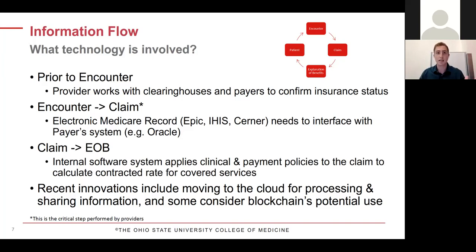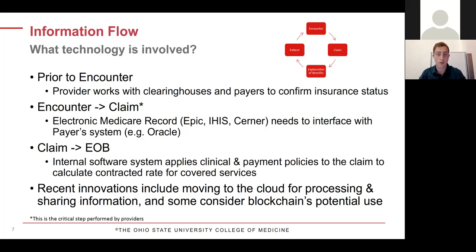And then lastly, once that claim gets paid out, we have the EOB, or the explanation of benefits. That's internal to the payer. They've got software that calculates what can be paid out and what ultimately might need to be paid by the patient, any remainder, or just calculates how much of their deductible has been hit. It will also apply clinical and payment policies to the claim in order to calculate what the contracted rate for covered services is.